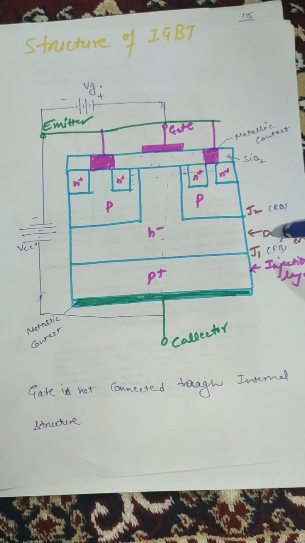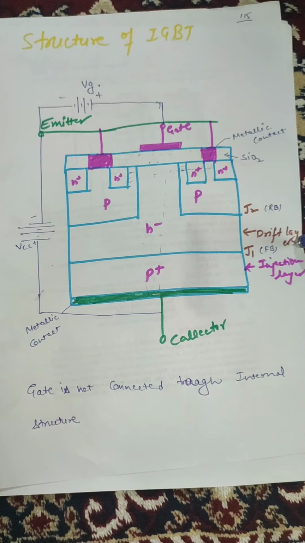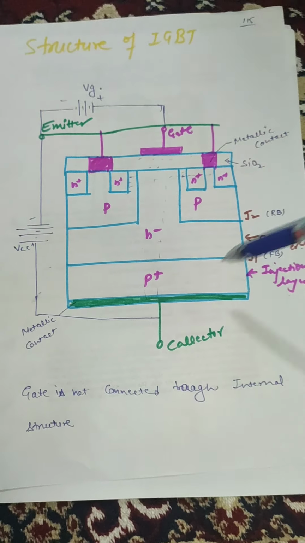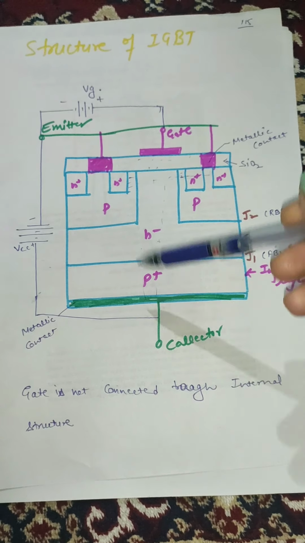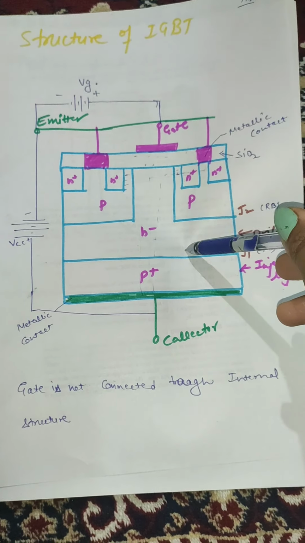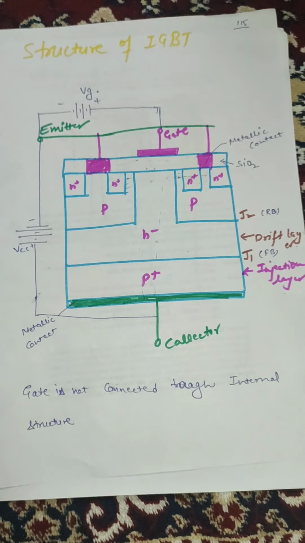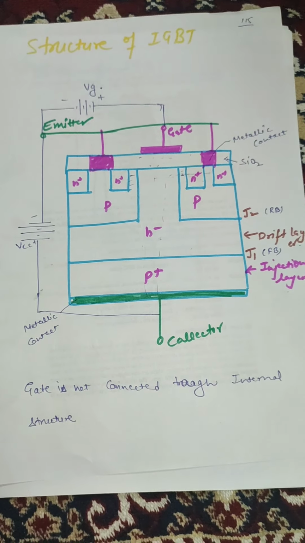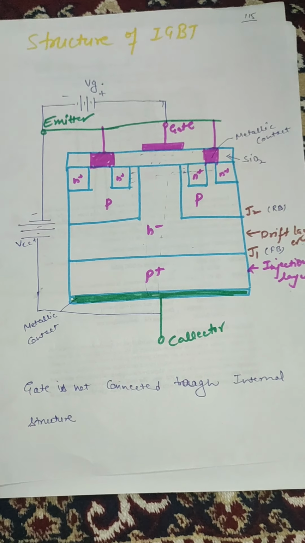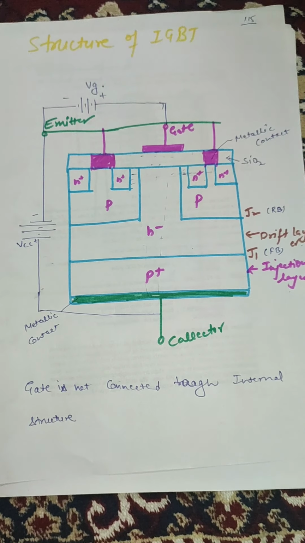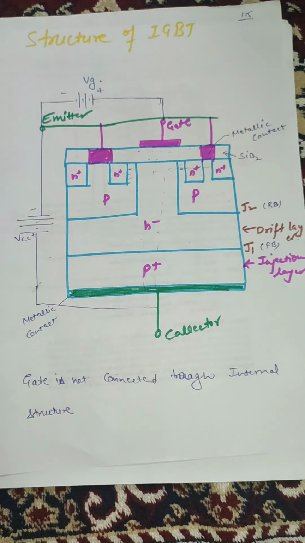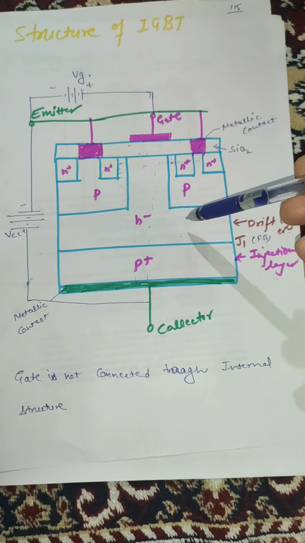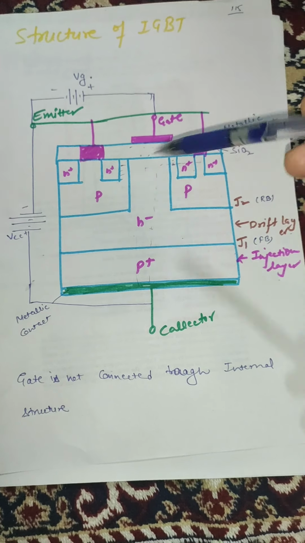N negative is the drift region, the drift layer, and P positive is the injection layer where we can inject carriers. As explained earlier, the drift layer is used to increase the voltage handling capacity, switching frequency, and so on. Two junctions are there, J1 and J2. The first is P positive and N negative, the second is N negative and P.